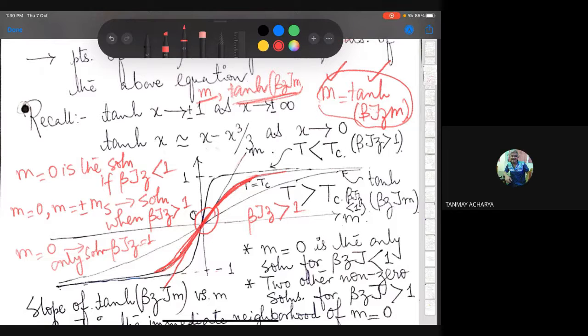And when is the change taking place? The change is taking place exactly when beta jz is equal to 1. Look at here.